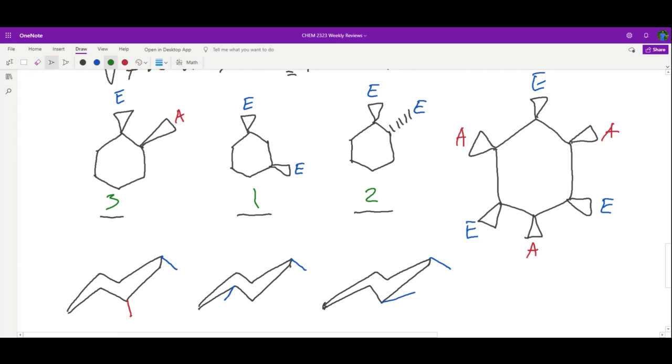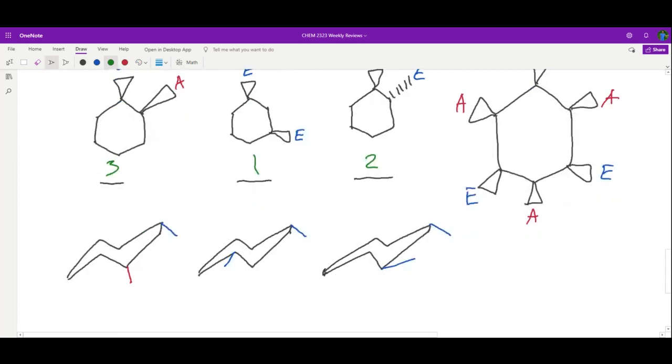Okay? So it might be a little bit subjective, so obviously go with whatever your professor recommends. And I might be completely wrong here. This might be 2, this might be 3, just based on distance. But based on spatial-wise and in my head, this makes more sense. But the general rule of thumb is the more equatorial you have, the more stable it is.